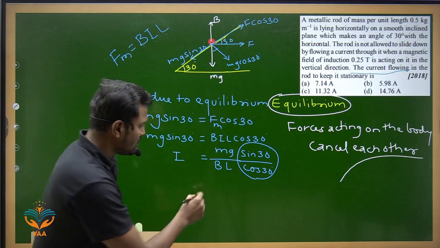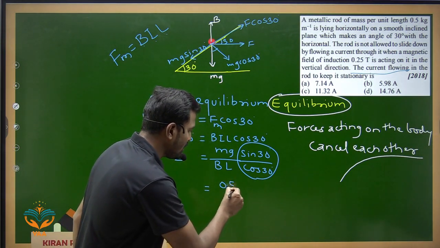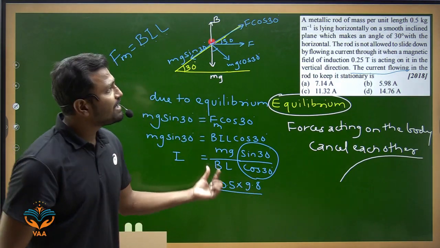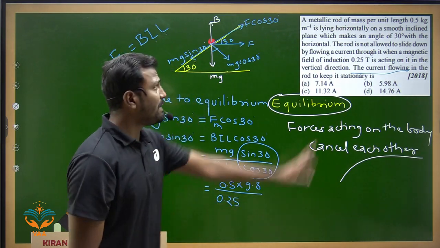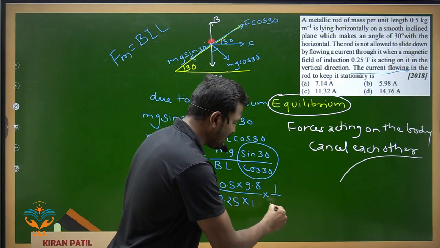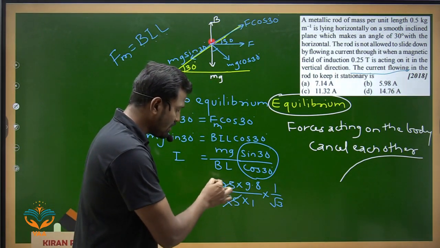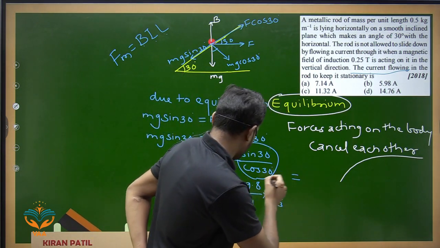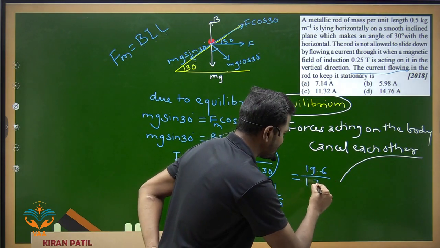Mass they have given us. So mass is 0.5. Now 0.5 into g, which is 9.8, divided by magnetic field, which is 0.25, and length, they have given 1 meter, so the length is 1, into tan 30, which is 1 by root 3. Fine. If we simplify, this becomes 2. So it is simply 19.6 divided by root 3, which is 1.73.